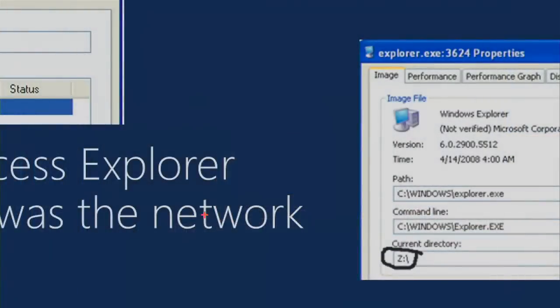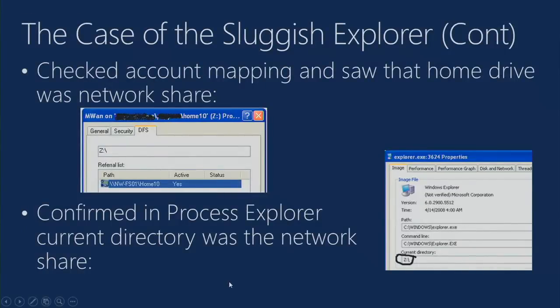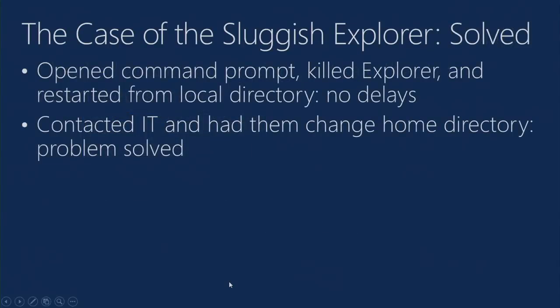Confirmed by looking at Process Explorer, which I'll come back to in a second, that the current directory for Process Explorer was set to that directory there, Z, which is where that mapping was. And that was the solution. So what they did was simply kill Explorer, restart from a local directory to confirm that that was actually the problem. They contacted IT, had them change the home directories for their users, and the problem was solved. It's case solved with Process Monitor. Again, when in doubt, run Process Monitor.